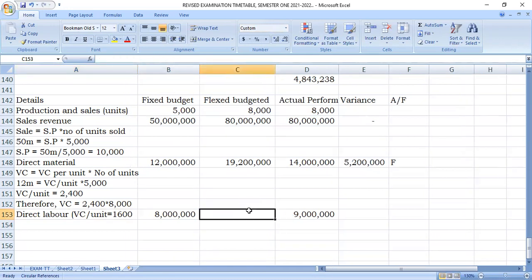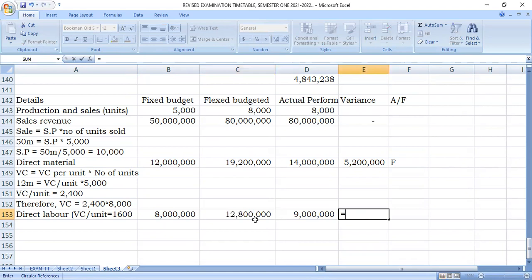Therefore, for us to get our flexed labor, we shall get the 1,600 cost per unit times the number of units, which are 8,000. Okay, so we are getting 12,800. Then you get the variance. And the variance, I said, it is big minus small. So it is 12,800 minus 9,000. You have 3,800. Then you still comment. And we're saying here, we have spent less since the expenses are lower, and this is favorable. Right? So that's what you do for variable.